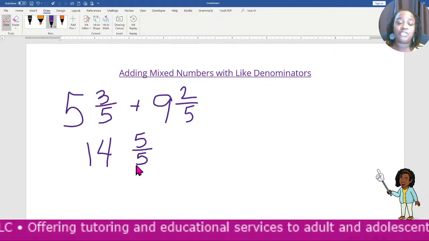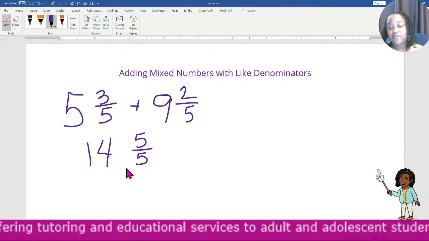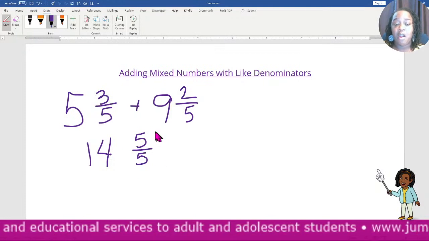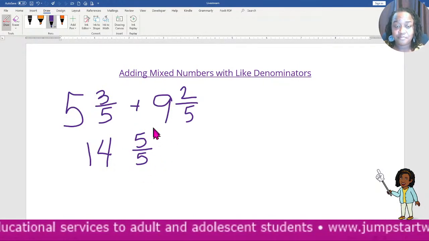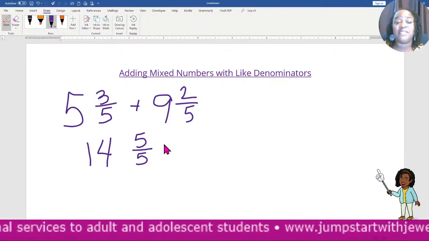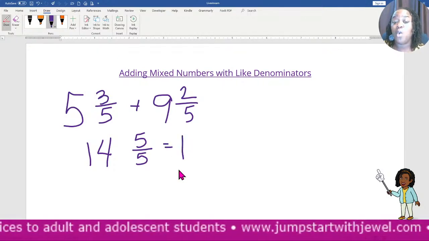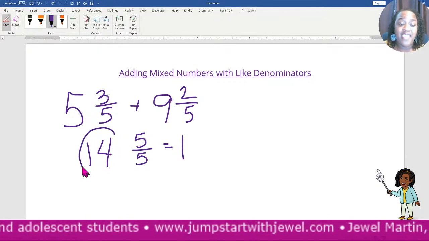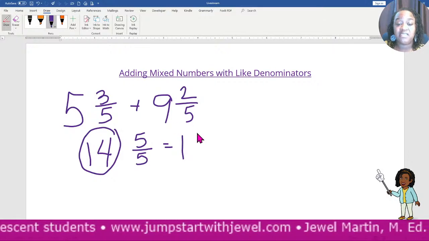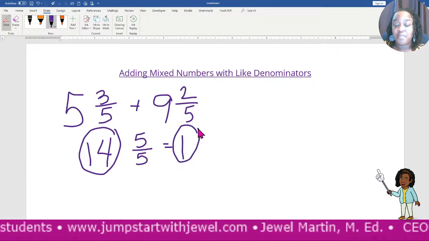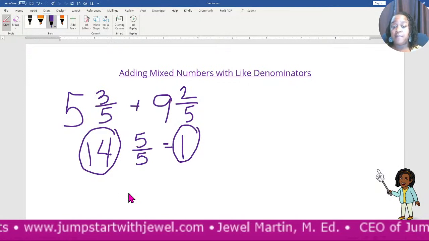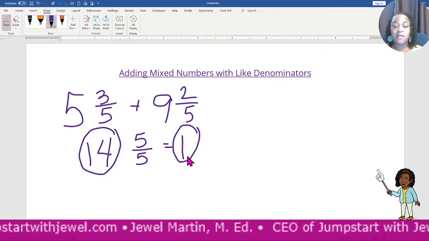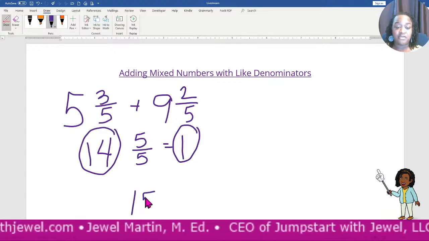We add the numerator. So if you know anything about fractions, you know that when you have a fraction where the numerator and the denominator are the same number, 5 over 5 is the same as 1. So in a case like this, what you would have to do would be add this whole number, 14, to this 1. And instead of having a whole number and a fraction, you're going to add these together. The 14 plus the 1 is going to make your answer 15.